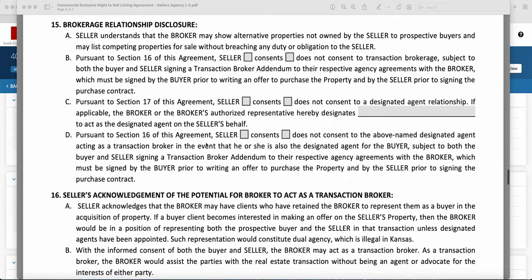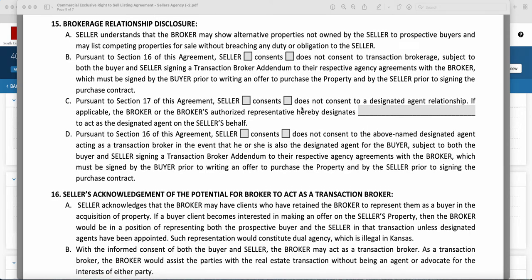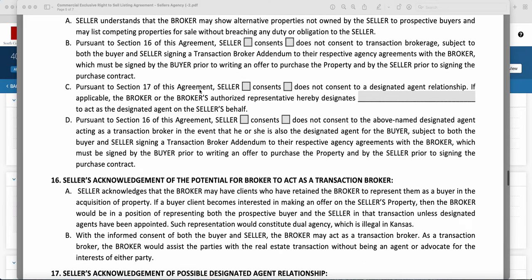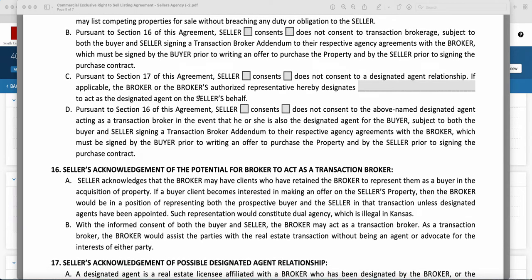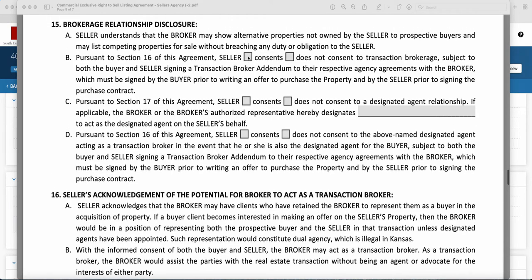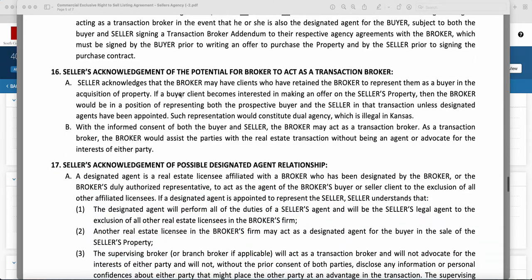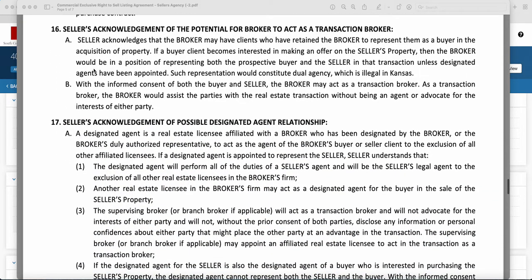Next part here is consents to that designated agent if they can become a transaction broker on a deal, and you want to put consent yes to that, especially if you have consents yes up here to transaction brokerage. And the key there is that they also are aware that the broker is operating as the transaction broker, and the agent themselves is the designated authorized seller's agent. So that's our important piece here, where generally we want to see it as consents, and the name of the agent right there.